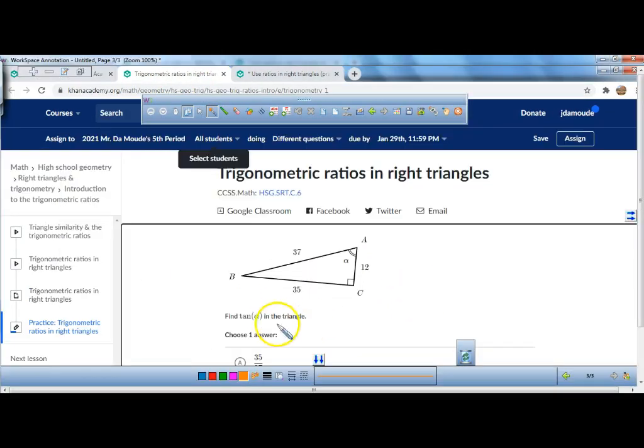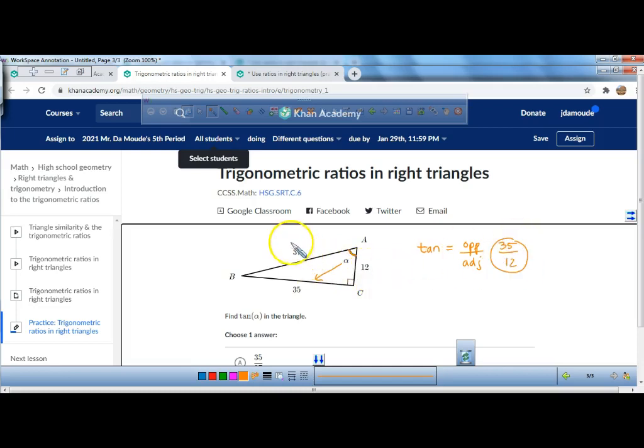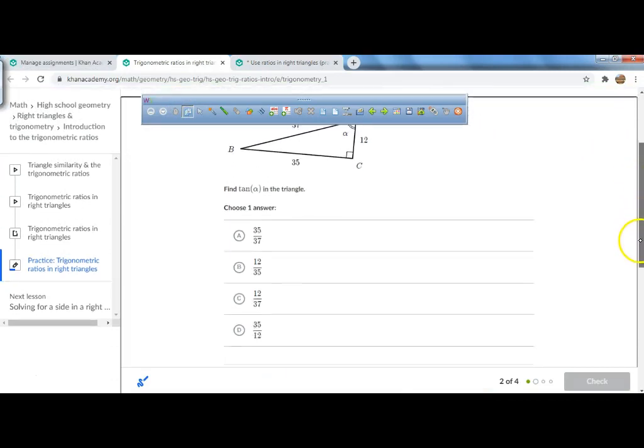On this one, it says, what's the tangent of angle A? Now, the tangent is always the opposite side over the adjacent side. So what is my opposite side? My opposite side is 35. What is my adjacent side? My adjacent side is 12, because 37 is obviously my hypotenuse. That's across from the 90-degree angle. So I'm looking for the ratio of 35 over 12. So this one's going to be super, super easy.